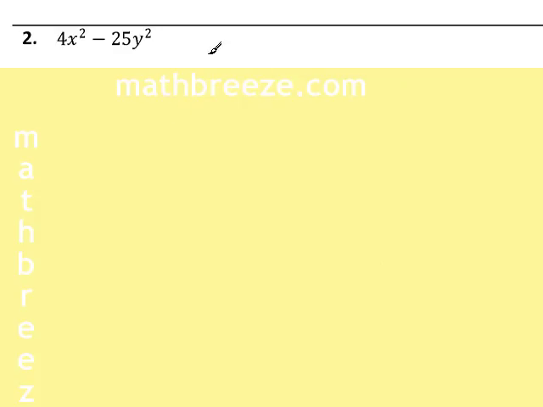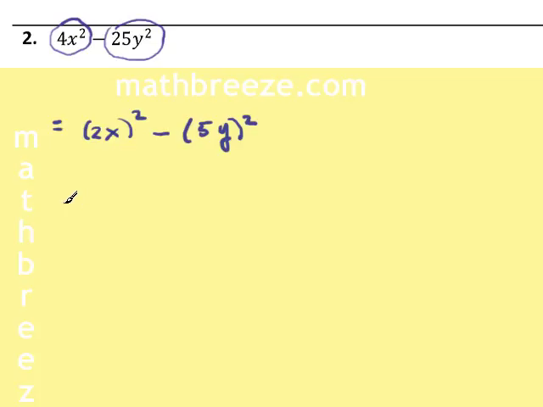Let's look at number 2. The instructions here will be factor, and we have a polynomial with two terms, so immediately we look for a difference of two squares. Is the first term something squared? Well, yes, it is. It's actually (2x) squared. And is the second term something squared? Yes, it's actually (5y) squared. So since it can be written as a difference of two squares, we can use our difference of two squares formula. Again, just fill in with 2x and 5y, one with a plus, one with a minus.